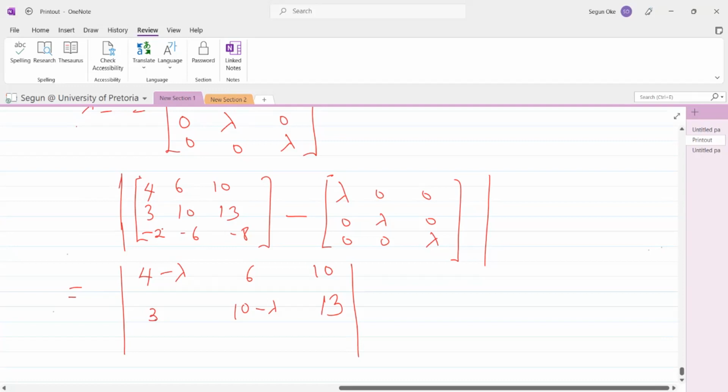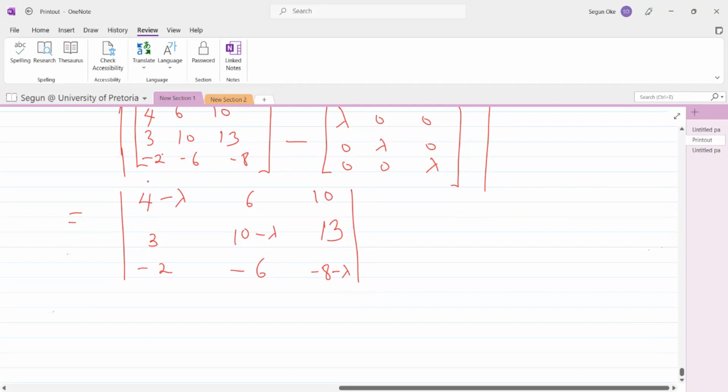Then the last one: minus 2, minus 6, minus 8, minus 8, minus 8, minus lambda. So the same way we do determinants will be the same way you will do this one.